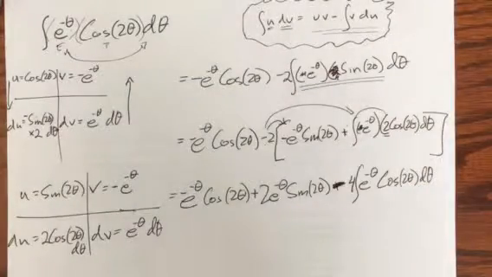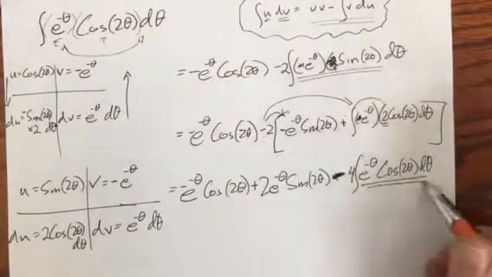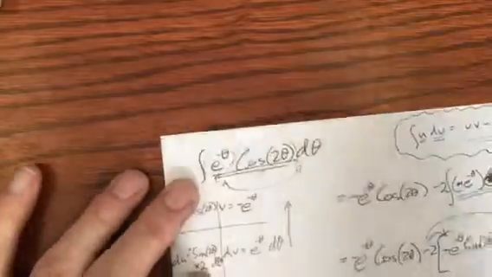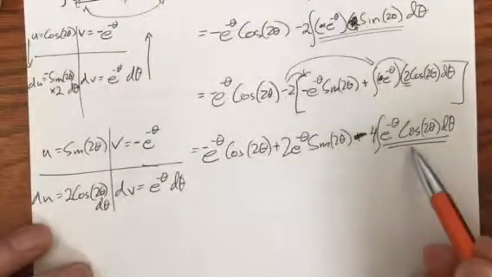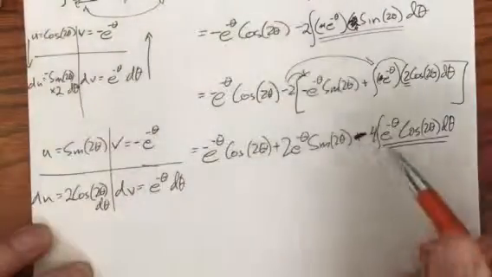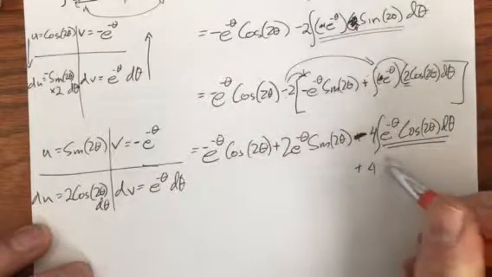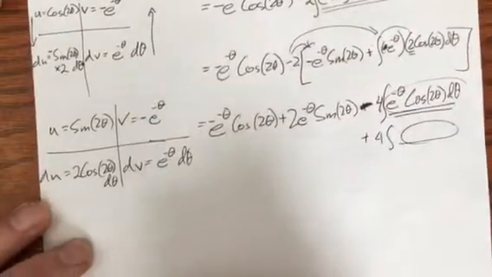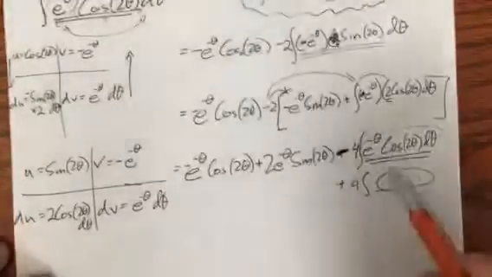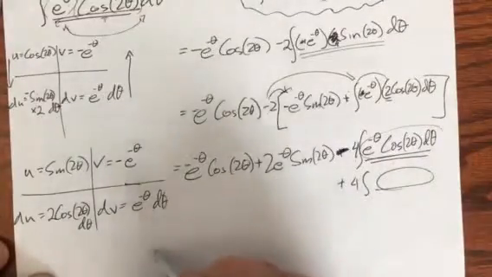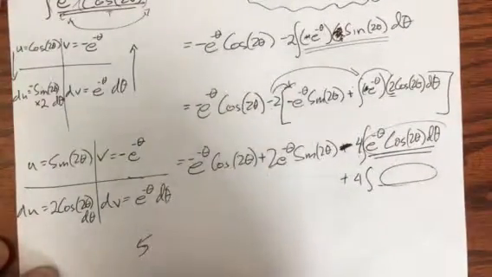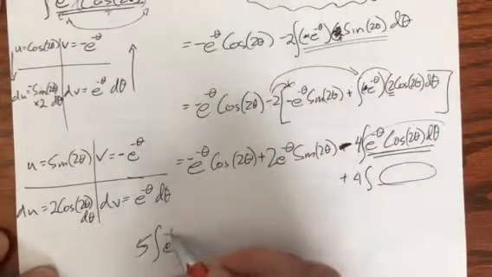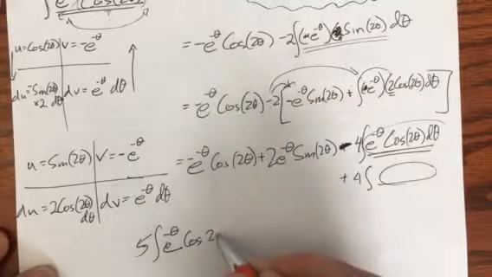What you'll notice here is that we've got this thing right here, which is exactly equal to our original problem at the beginning. I've got 4 of them here and 1 of them on the other side. So when I add 4 of this integral to both sides, my original 1 of them plus 4 of the exact same thing gives me 5. So I write 5 times the integral of e to the minus theta cosine of 2 theta.